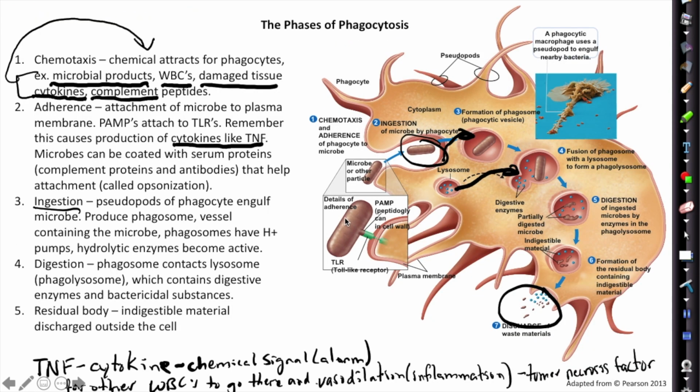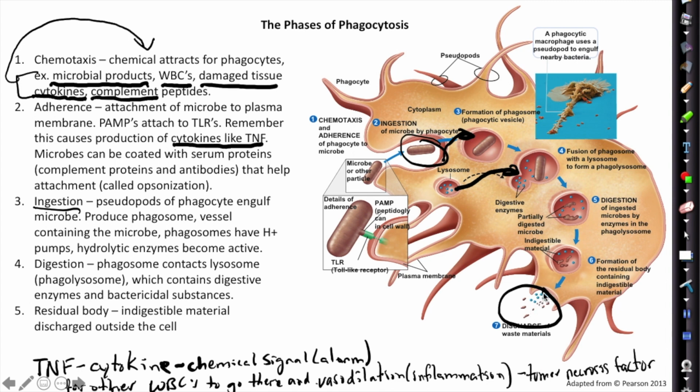So remember, PAMP and toll-like receptor binding together allows us to do phagocytosis to make a phagosome. That phagosome will then fuse with the lysosome to make what's called a phagolysosome, and then that pathogen will be digested in the phagolysosome. Then you release the waste, that debris that was digested by the lysosome.